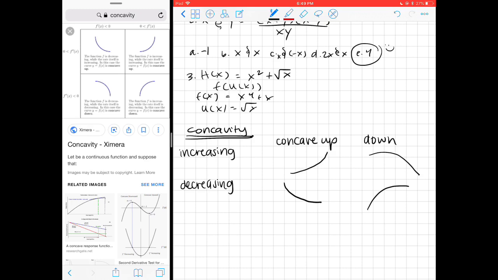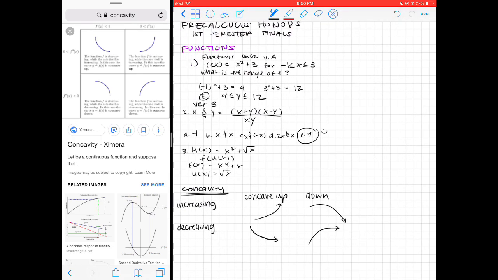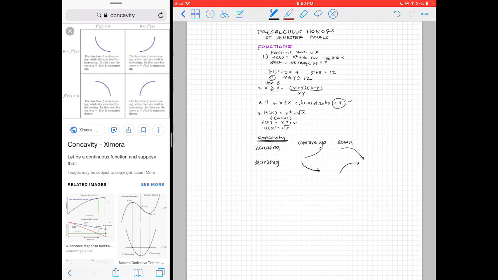So this is concavity, and a lot of it has to do with instantaneous rate of change, but if you don't remember what that is, I suggest doing some individual review for that.